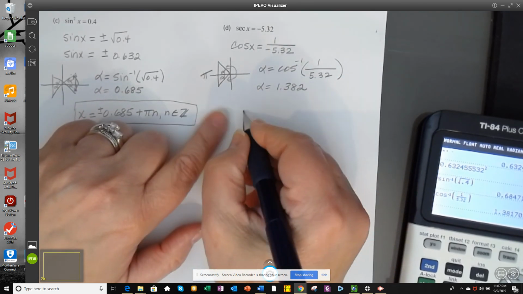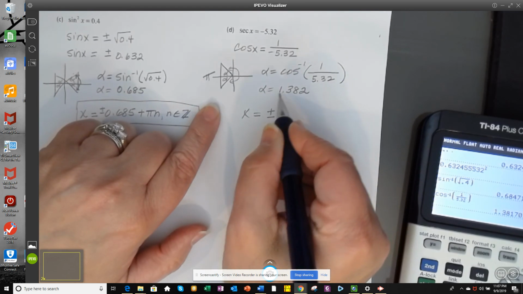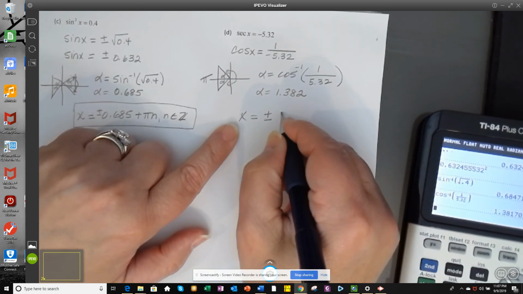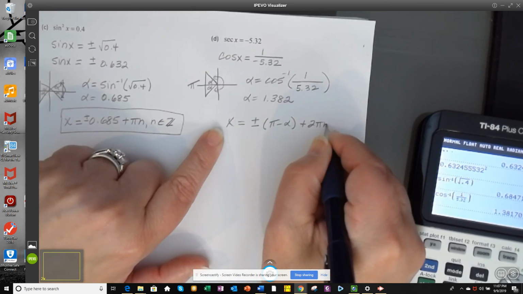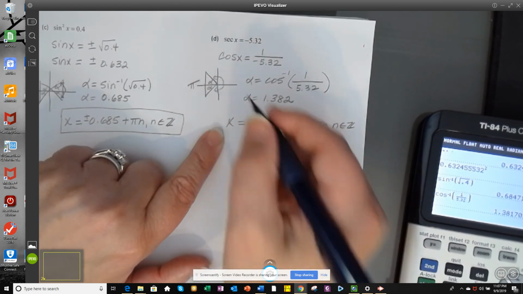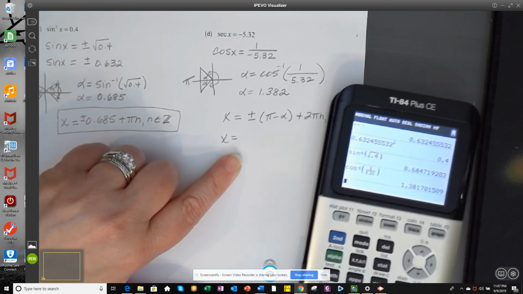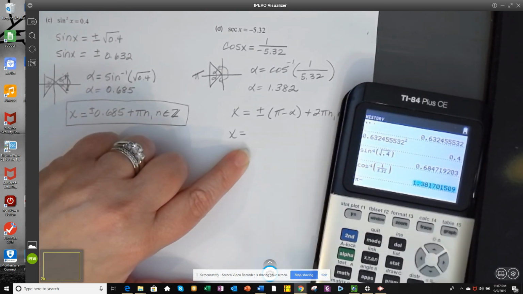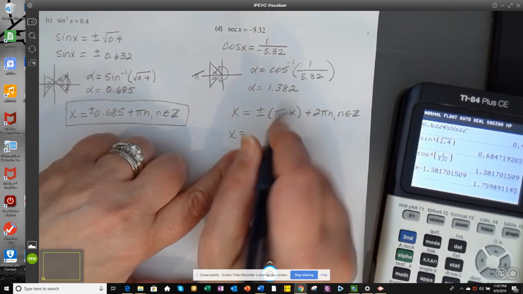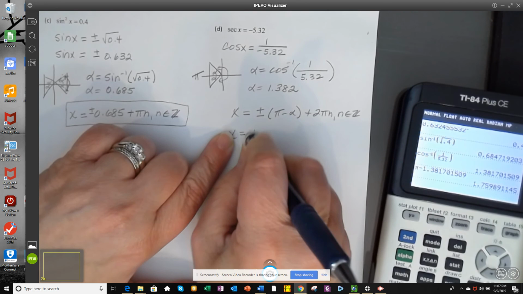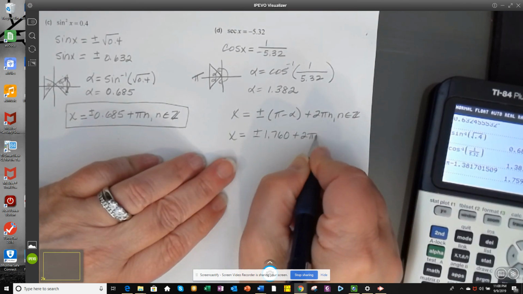right? And this solution can be plus or minus. This is alpha. So my first solution is going to be plus or minus pi minus alpha plus 2 pi n and an element of the integer set, because I'd have to go all the way around to hit it again. But what is pi minus alpha? Well, that's easy enough to calculate. We're going to go second pi minus, grab this one and subtract, and we get 1.760. Whoops, I should say my plus or minus. Plus or minus 1.760 plus 2 pi n and an element of the integer set.